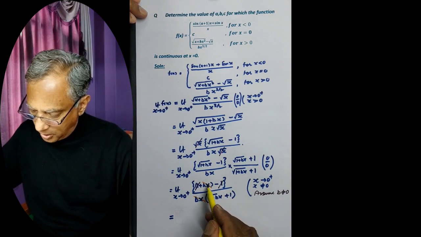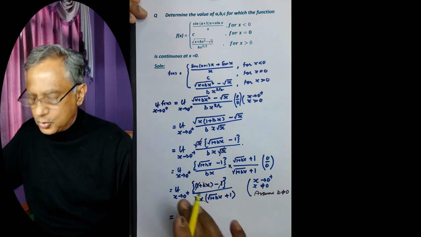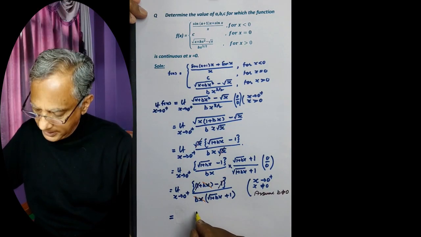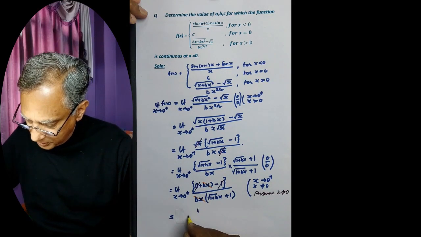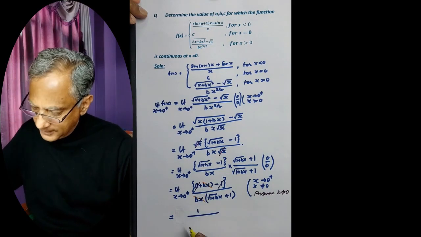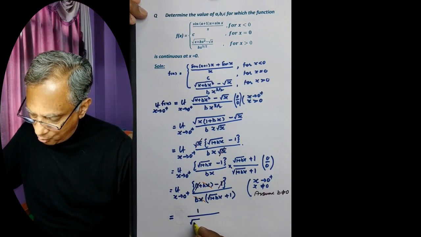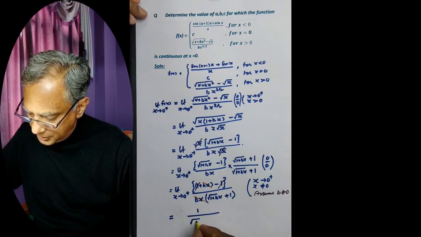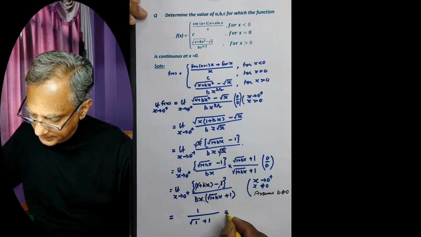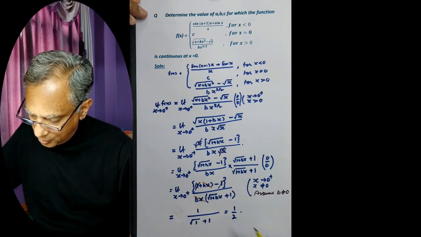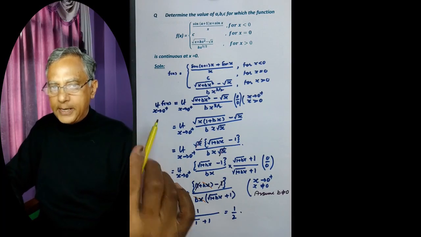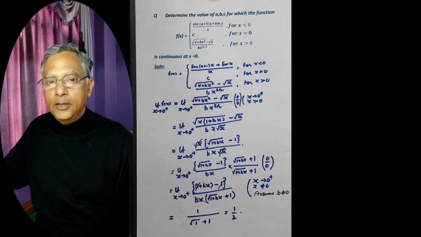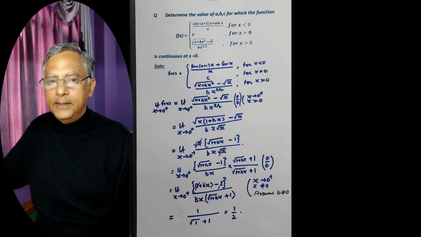So now this is not in 0 by 0 form, so we can directly substitute the limit. And what we get is, in the numerator we have 1, and in the denominator we have root 1 plus 0, that is root 1 plus 1, that is 1 by 2. So right limit is 1 by 2. Now we find the left limit.